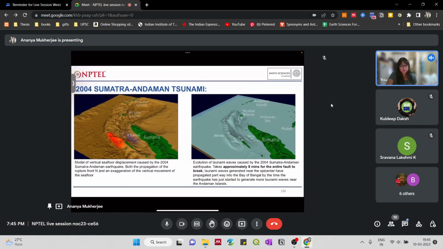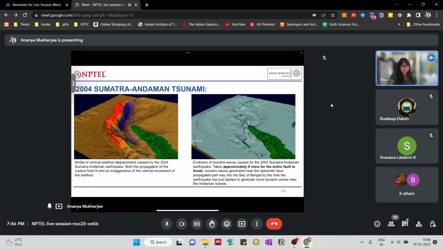You can see over here how the tsunami waves traveled, at 200 meters per second. Okay, and the velocity of the rupture was 2.5 kilometers per second, and it was northwards. So you can see that this is how the tsunami waves got generated, and then they traveled and dispersed around the areas.